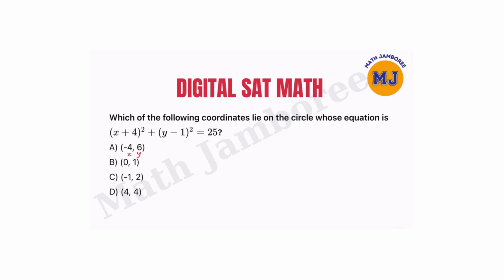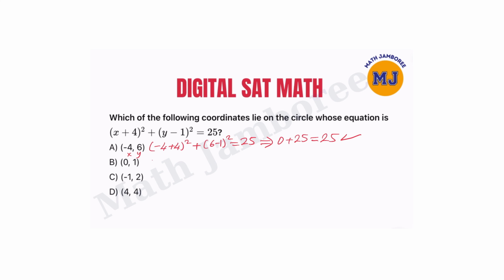This is the x and y value. For the first one, we're going to put negative 4 for x and 6 for y. Then negative 4 plus 4 squared plus 6 minus 1 squared. Does this equal 25? Let's check. Negative 4 plus 4 is 0. 0 squared is 0. Plus 6 minus 1 is 5. 5 squared is 25. When you add 0 and 25, do you get 25? Yes, you do. So the answer should be A for this one.